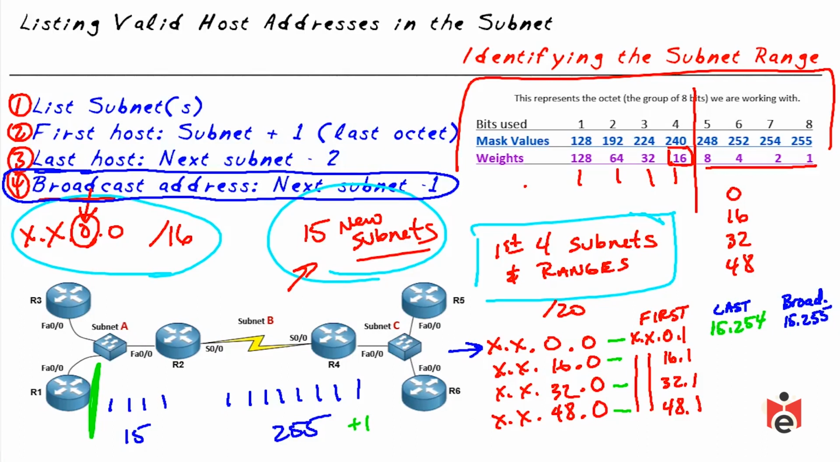Let's go ahead and do that same game again, and let's do it for subnet 32. And we can follow these exact steps. So on the 32 subnet, the first valid host is 32.1. The last valid host is going to be the next subnet, which is the 48 subnet, minus 2. And minus 2 would be 47.254. And the broadcast would be 47.255. And then the next subnet, of course, is 48. So here's our first, here's our last, and here's our broadcast address for the subnet.